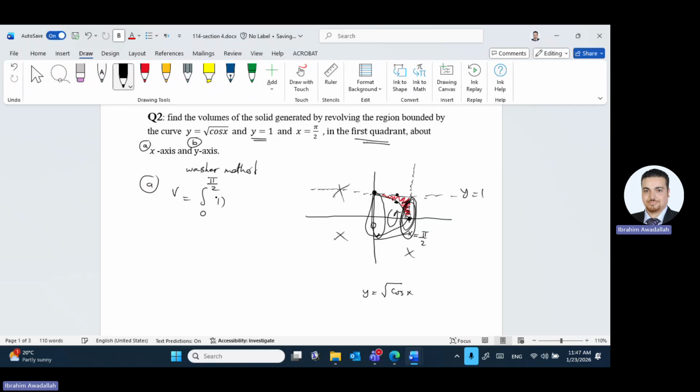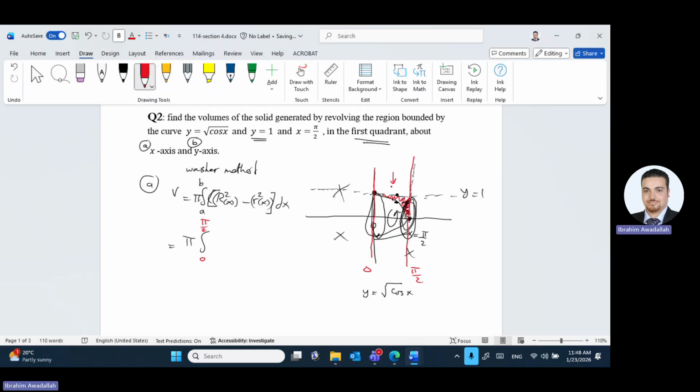The upper function is 1. It's better if I write the formula first, sorry. V equals pi times the integration of R capital of x squared minus R small of x squared dx, which means the integration on x. This will be the start point, which is 0, and this will be the end point, which is pi over 2. So from 0 to pi over 2.